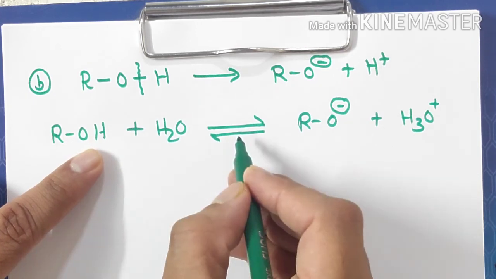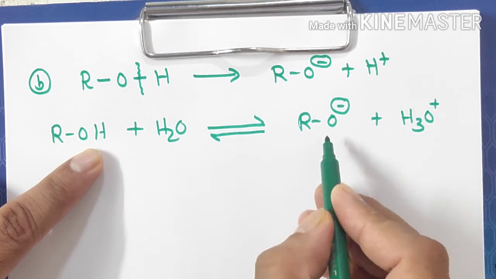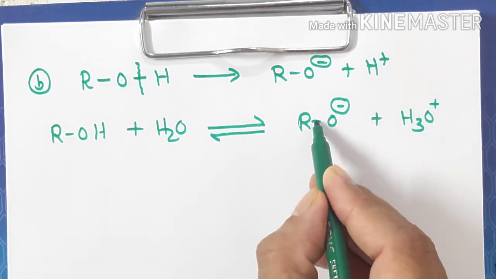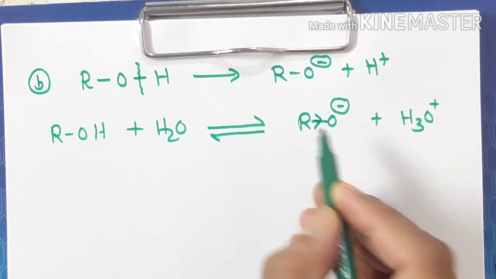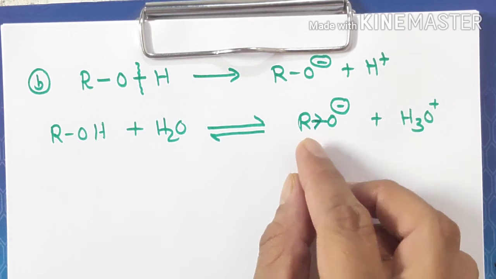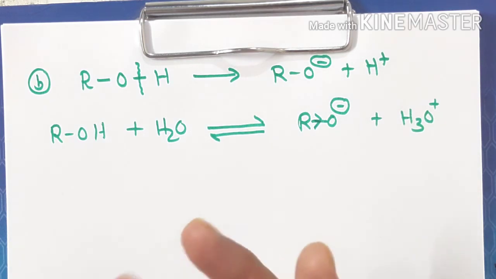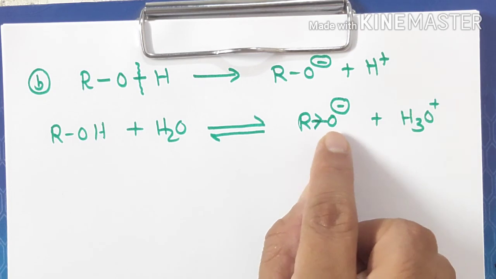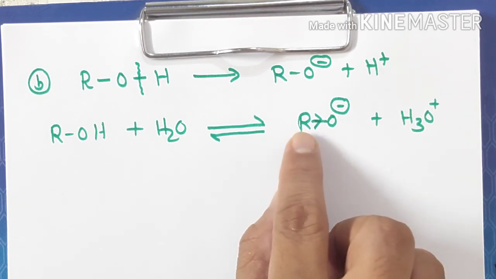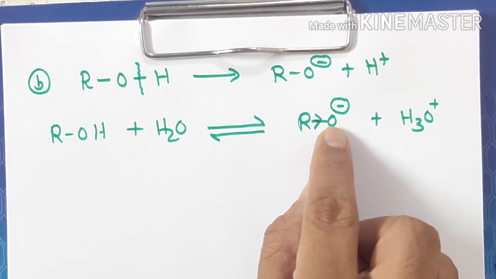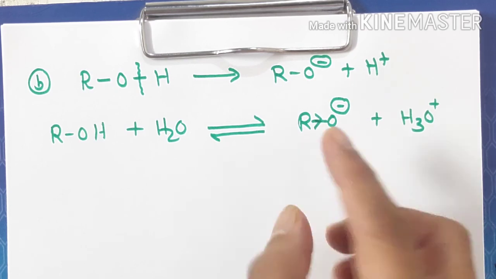Why is there a reversible sign here? The reason is that this alkoxide is not stable. Why is it not stable? Because of the plus I effect of R. We have studied this, student. Alkyl groups show a positive inductive effect. So this R provides electrons to this oxygen, right? So when electrons are provided to this oxygen, the charge on the oxygen increases.